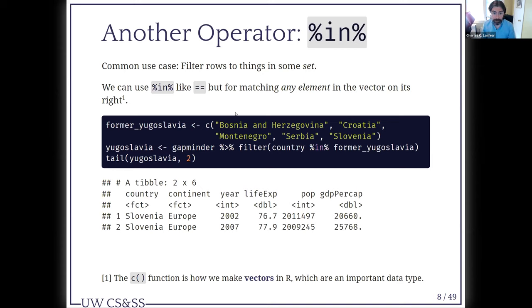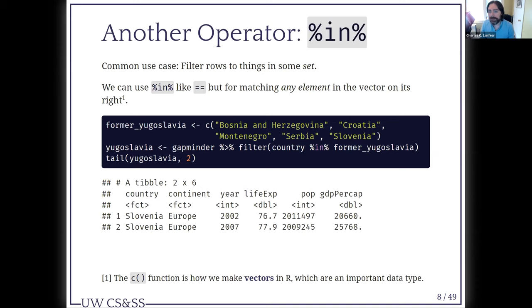So in this case, I'm going to take all the countries in former Yugoslavia that are actually in the Gapminder data set. Northern Macedonia is not in the data set, which are Bosnia and Herzegovina, Croatia, Montenegro, Serbia, and Slovenia. Okay, this is just a character vector I've written to former Yugoslavia that I'm going to use as a reference. I'm going to create some actual Yugoslavian data by saying, let's make an object called Yugoslavia. Let's assign to it the Gapminder data and then filter so that country is in former Yugoslavia.